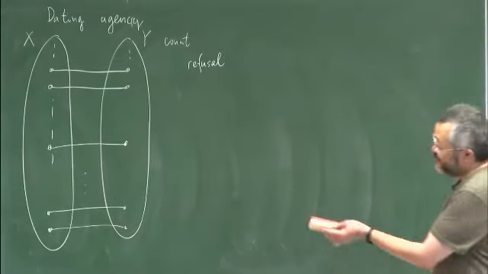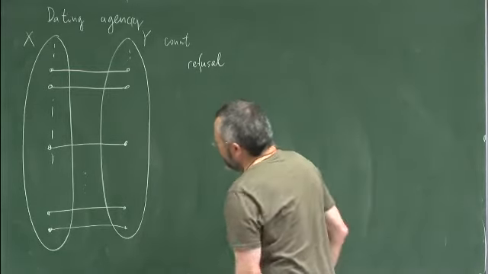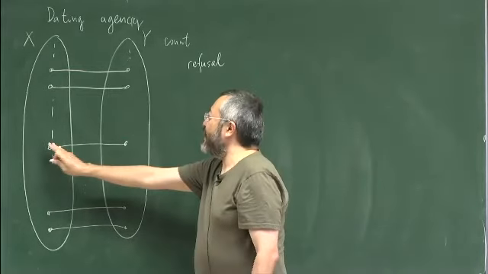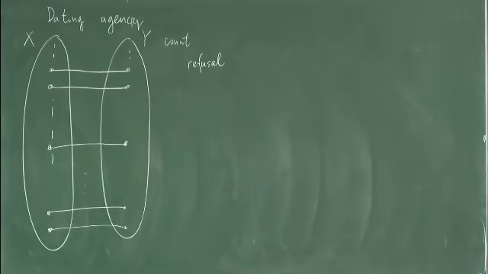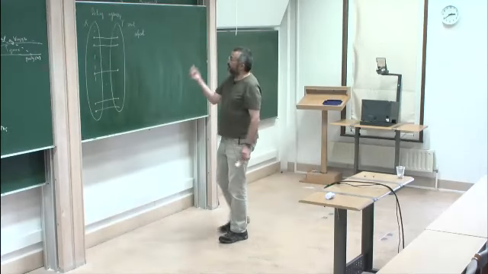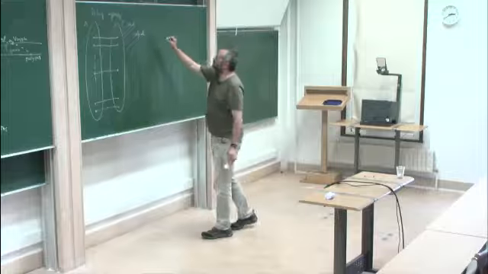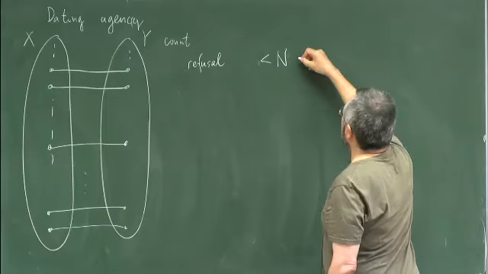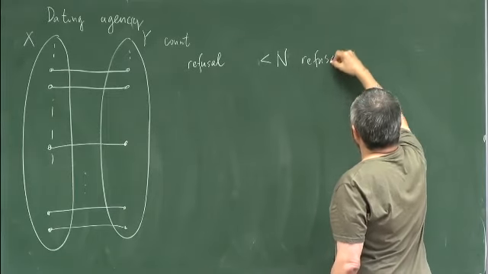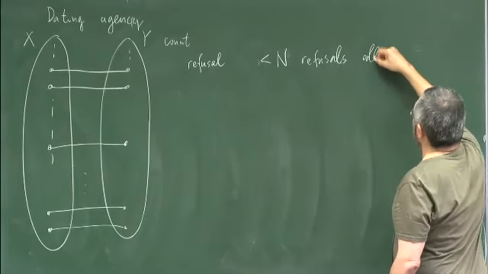And so if they are just dissolved, we get more and more free vertices on the left and the right. But there is some limitation: at most, fewer than n refusals are allowed for each person.